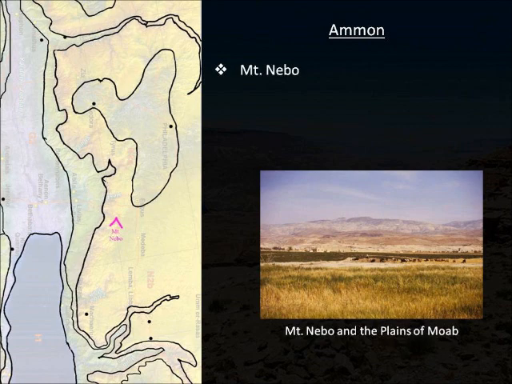And this mountain is technically considered a part of Moab, but for our purposes here, we're going to look at it as part of the Ammon map. So there's Mount Nebo painted there in pink. Go ahead and pause your map and mark all of the mountains and rivers like I've shown you here.